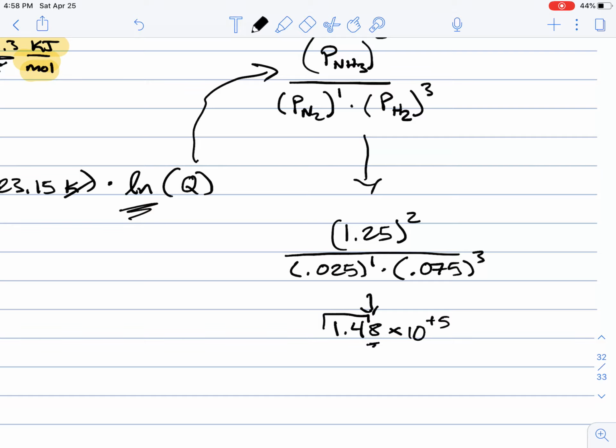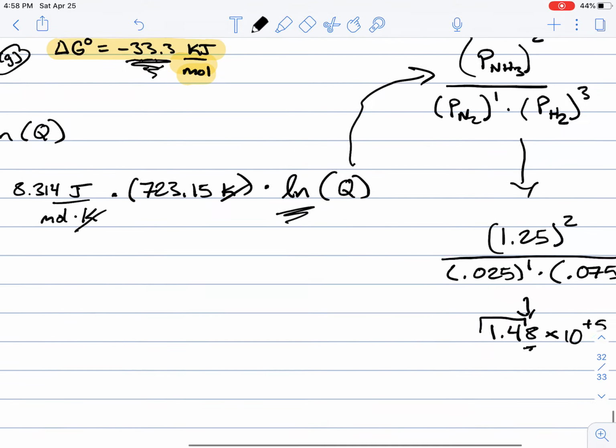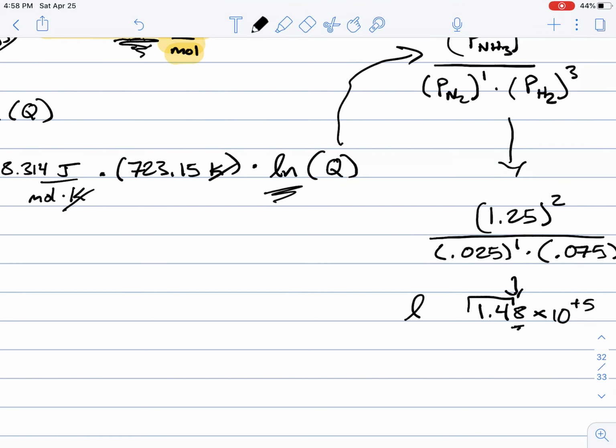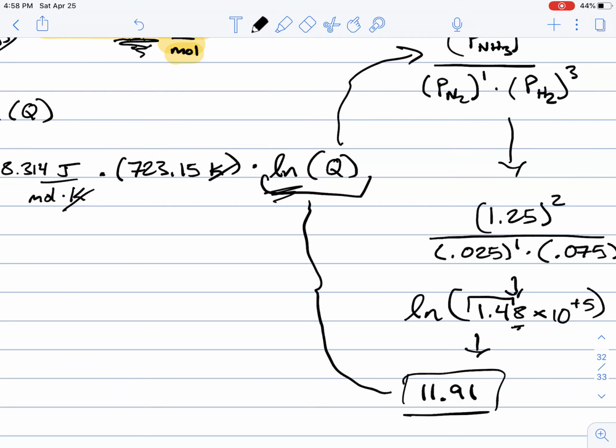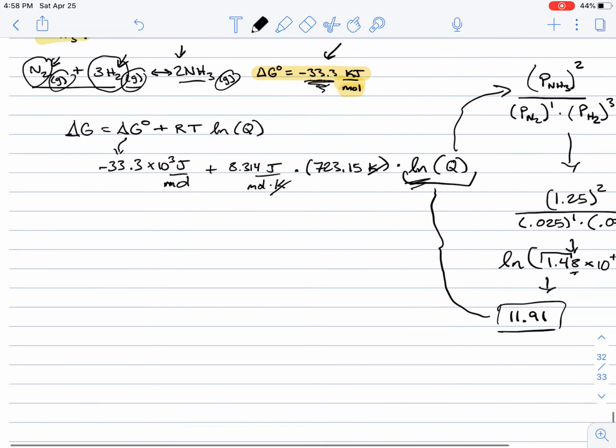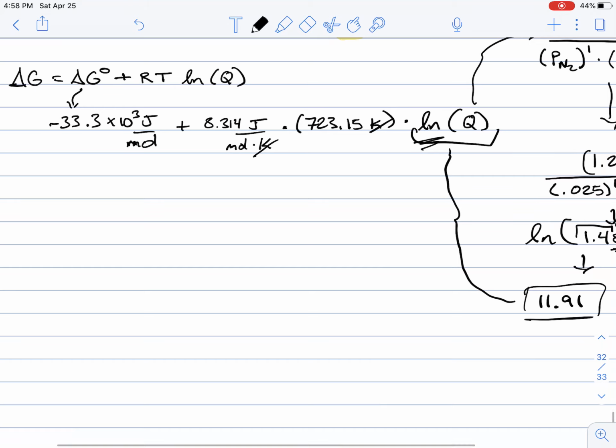So if I take the natural log of this whole thing, that's going to give me 11.91. And then that's going to be the value that I replace in this term. Okay. And so if I were to rewrite this, I'm going to copy and paste.